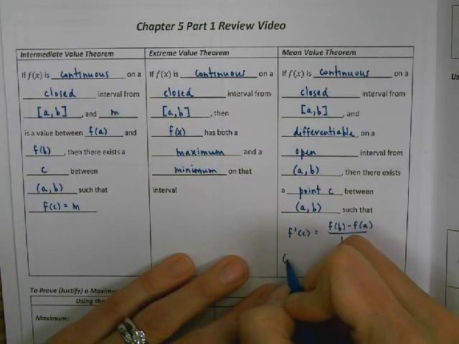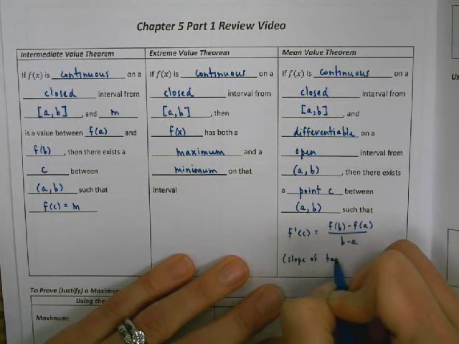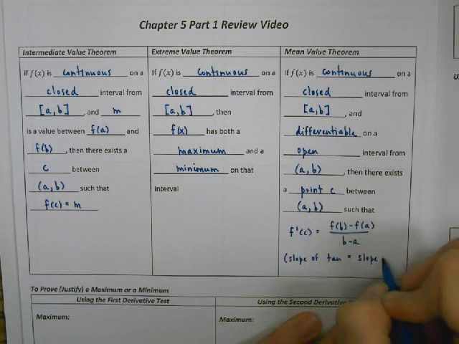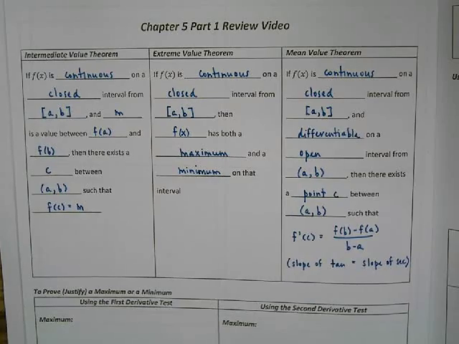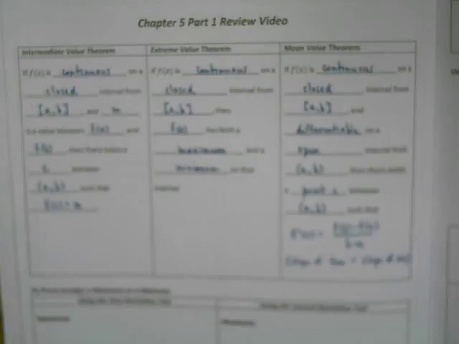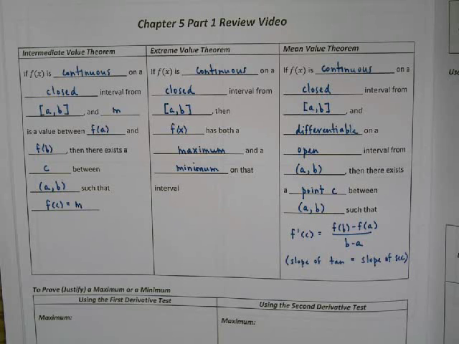So in other words, at that point, the slope of the tangent equals the slope of the secant over that interval. Okay, so those are our three big theorems. So it's important that you know the conditions of those theorems as well as what they guarantee.